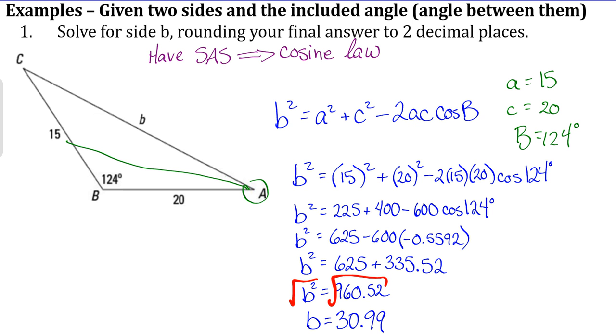And there's our answer. 30.99, because the question asked for 2 decimals.